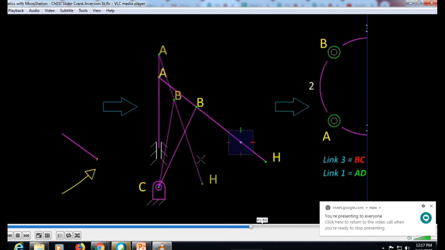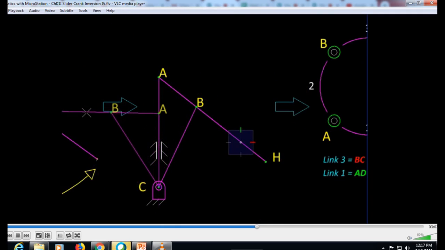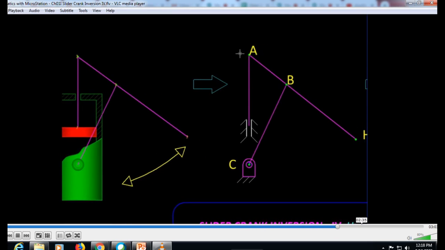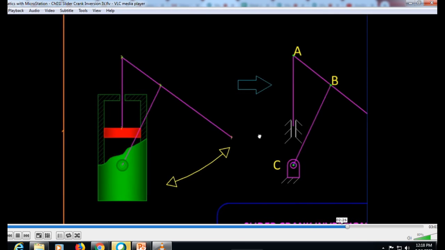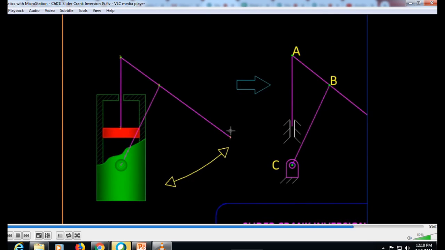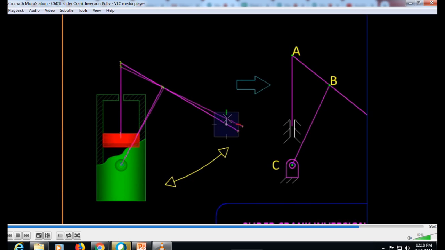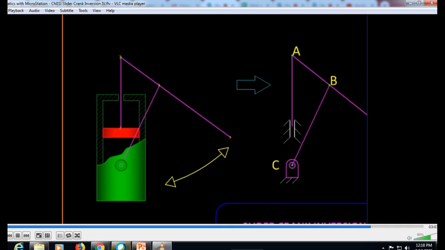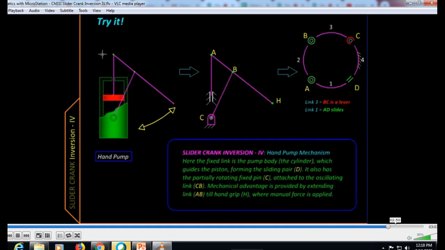And indeed we get A and B as fully rotating pins. So you can see that AC will be in a straight line, oscillating from this cylinder, the body of which water can be retracted from. You can see this animation with which it can be moved. And then we have this mechanism. So if you oscillate here, automatically you can see the reciprocating motion there. This is used in hand pumps, and that is one of the applications of inversion number 4. So you can see the fourth inversion in the hand pump mechanism.